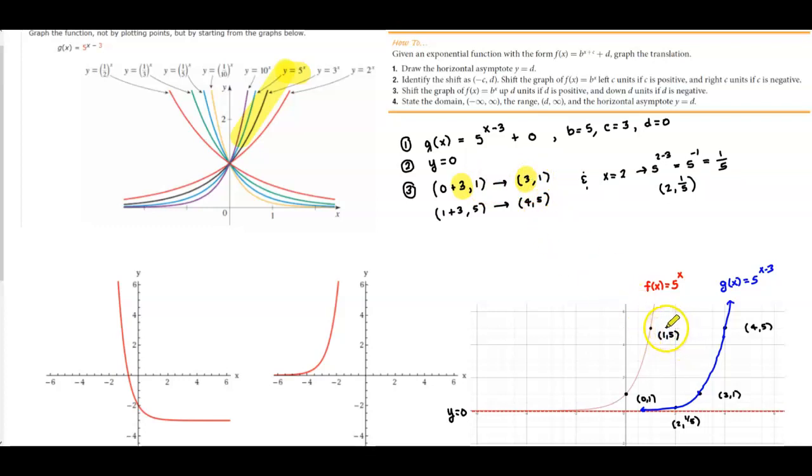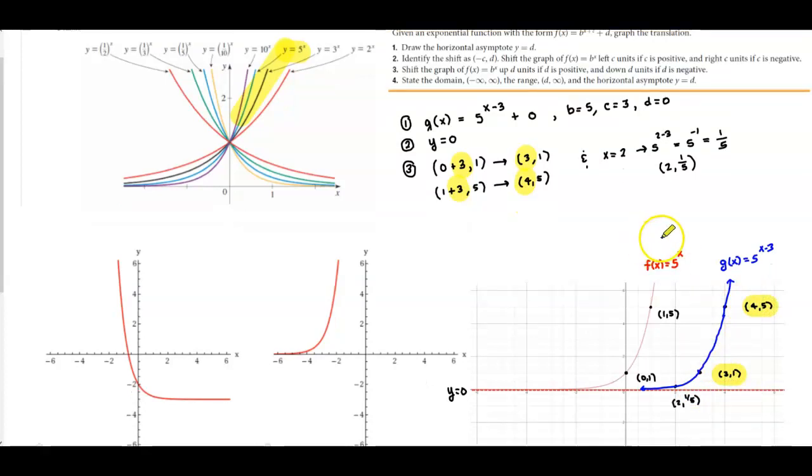Likewise, with the point here, (1, 5), we're going to add 3 to that because, again, we're shifting it to the right 3 units. And therefore, now we're going to get a new x value of 4. And therefore, we have now the two ordered pairs, (3, 1) and (4, 5). So therefore, you can see that on the graph.